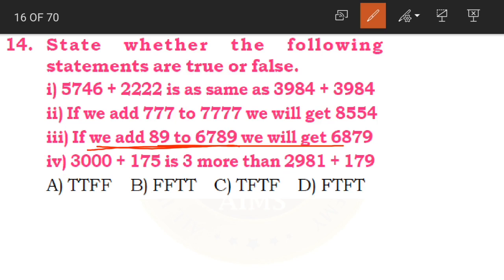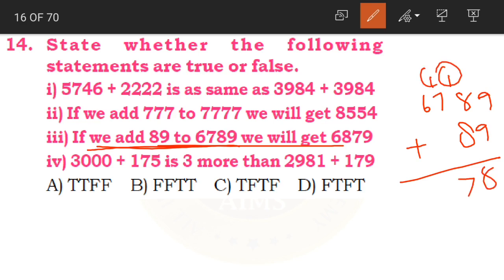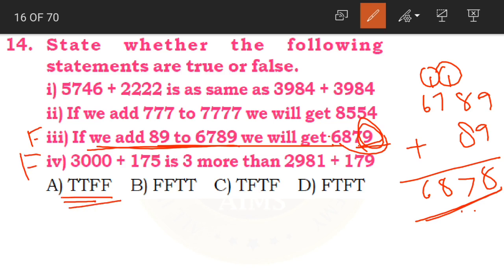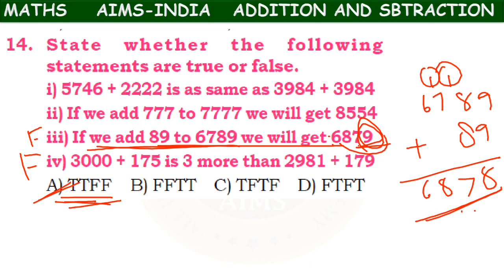See, if we add 89 to 6789, 9 plus 9 is 18. Let me add this quickly, okay? What will we get as our answer? 6878. But what is it given here? 879. It is wrong, right? So again statement 3 is false. Yes, even statement 4 will be false only. So option A will be our correct answer.